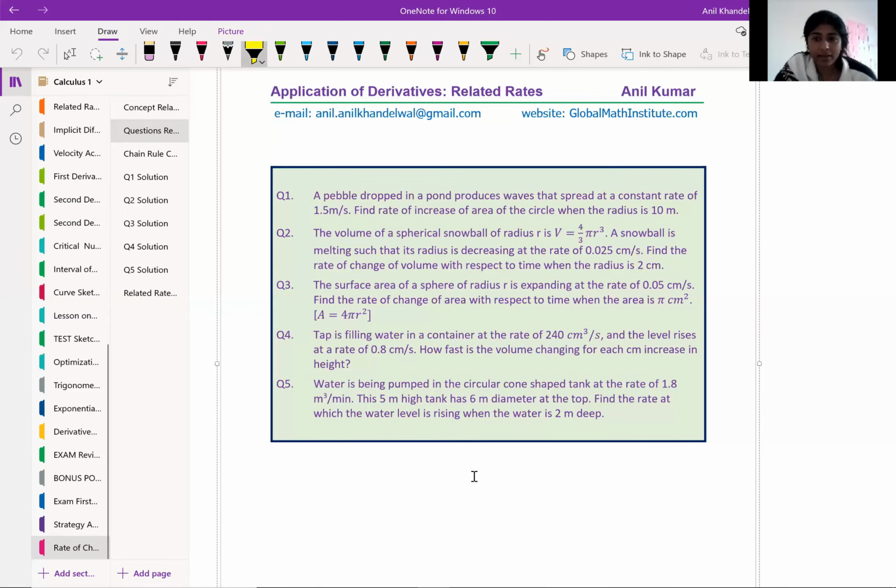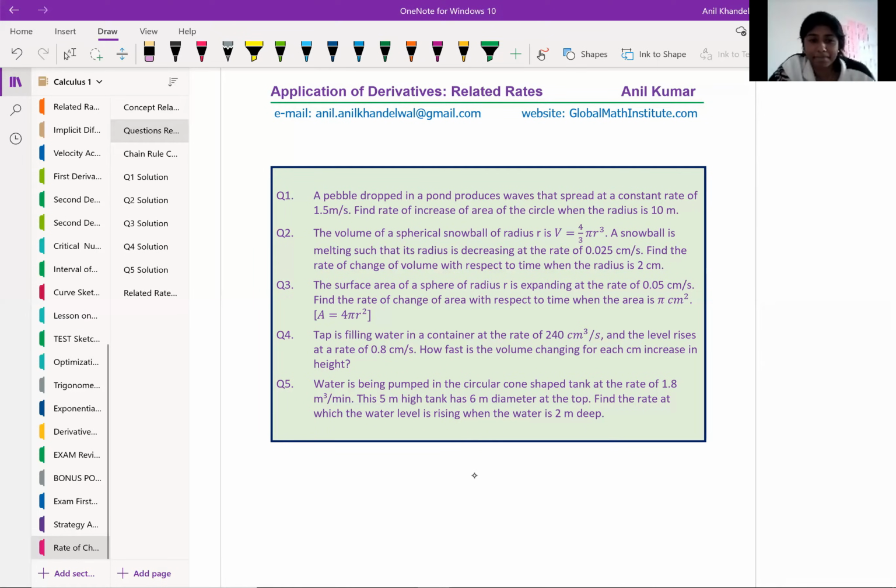Question 3. The surface area of a sphere of radius r is expanding at the rate of 0.05 centimeter per second. Find the rate of change of area with respect to time when the area is pi centimeter squared. Question 4. A tap is filling water in a container at the rate of 240 centimeter cubed per second, and the level rises at a rate of 0.8 centimeters per second. So how fast is the volume changing for each centimeter increase in height?